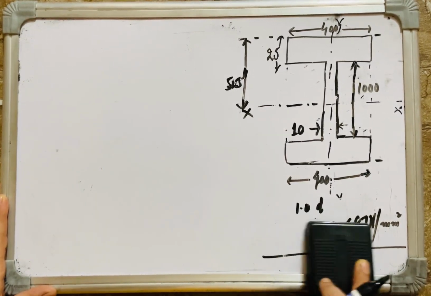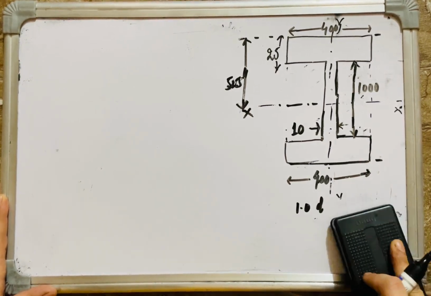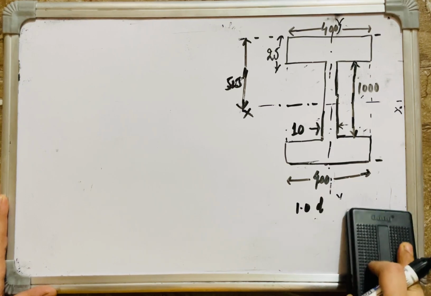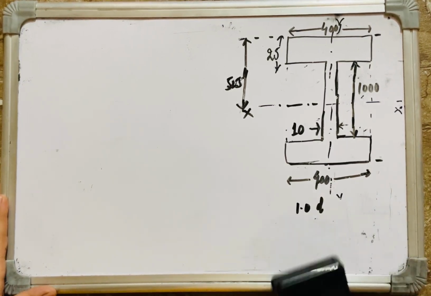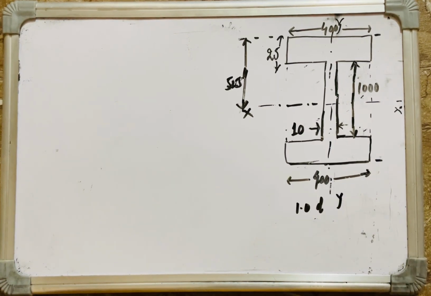Once again, let's repeat. Permissible average shear stress was 87 Newton per mm square from the table. My average shear stress was 66.4 Newton. Hence, it was safe because my permissible average shear stress was more than the actual average shear stress here in the trial section of plate girder.